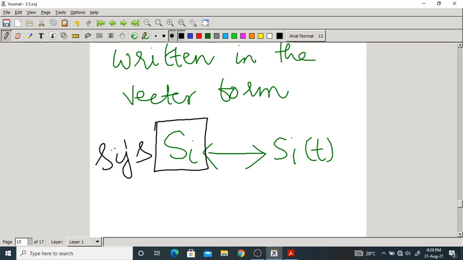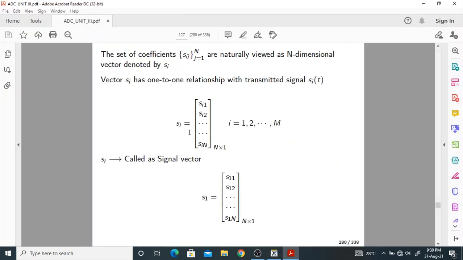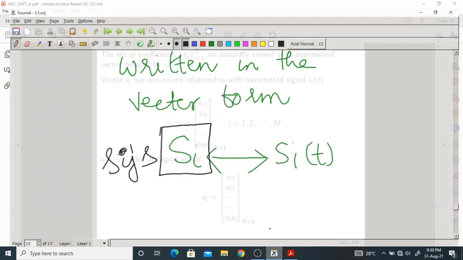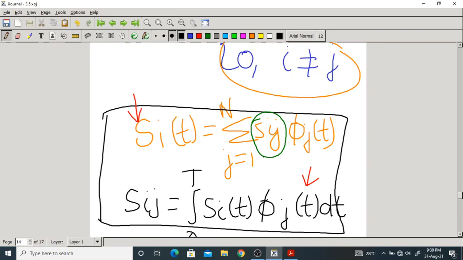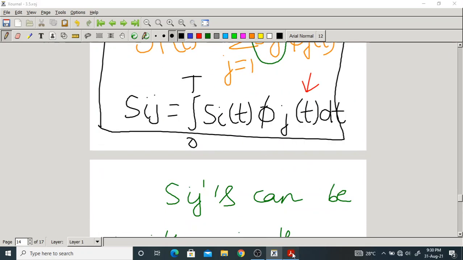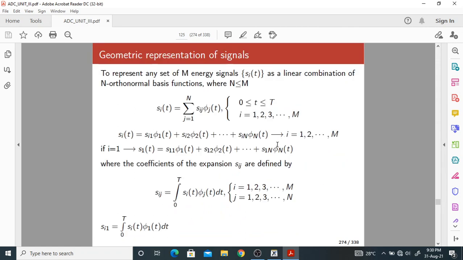Okay. Now here, let us see. This is the Si. Actually, it's a vector. Vector means it is a column matrix. Okay. Now, what is Si in the expansion? Just now I told you. Let me go back. In the expansion, what are the coefficients of expansion? Si1, Si2, so on, Sin. They are written in the form of a matrix, a column matrix. It is called a vector.